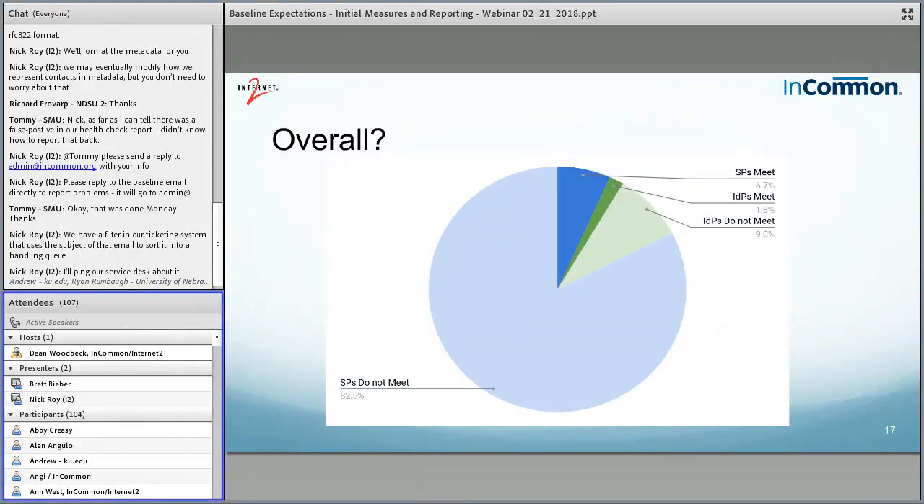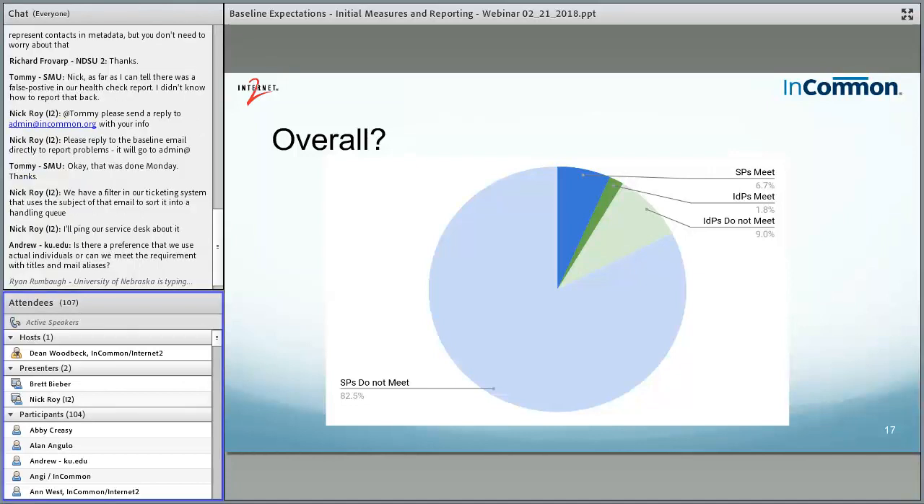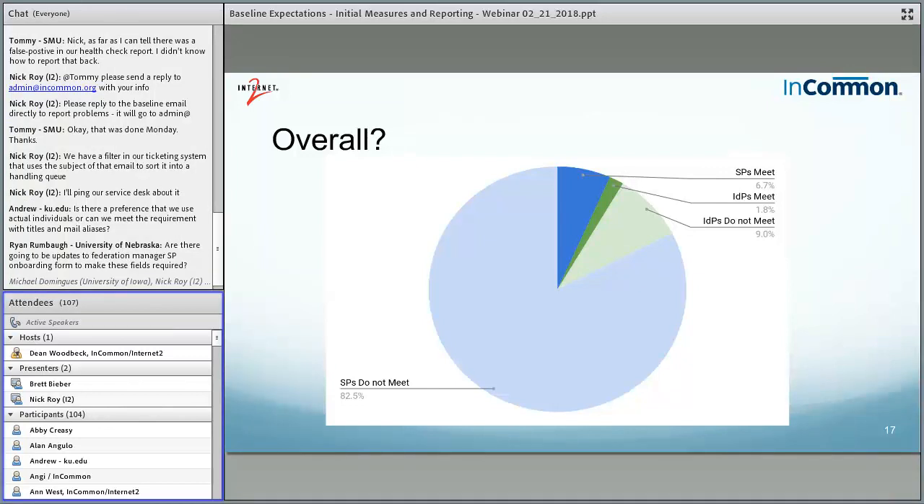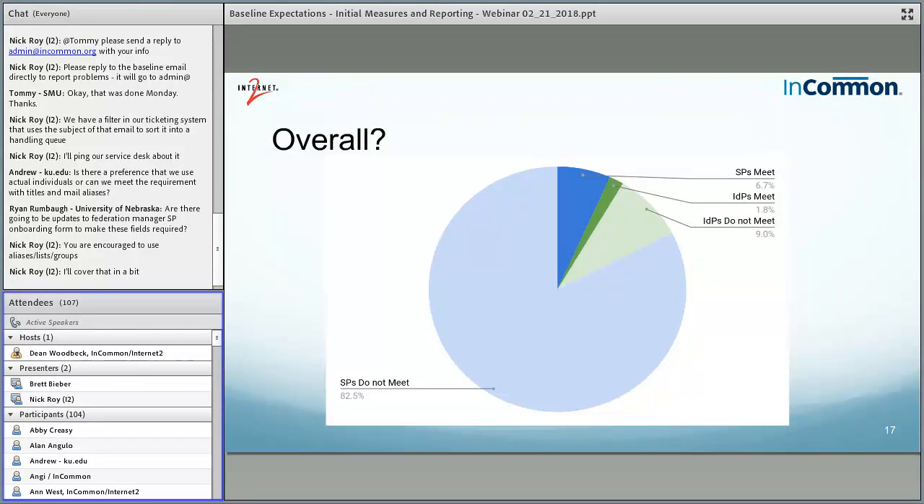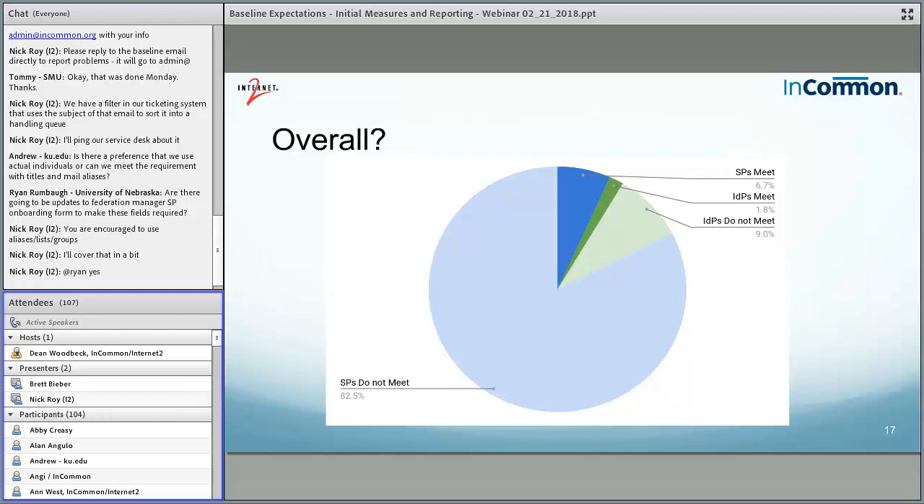The next graph I have is really telling about where we're currently at. The previous charts showed us, on each individual level, overall how many service providers in InCommon and how many identity providers meet those automatically verifiable items of baseline expectations. When we ran this data on Monday, 6.7% of the entire Federation portion of service providers meet them, and for IDPs, 1.8% of our Federation.